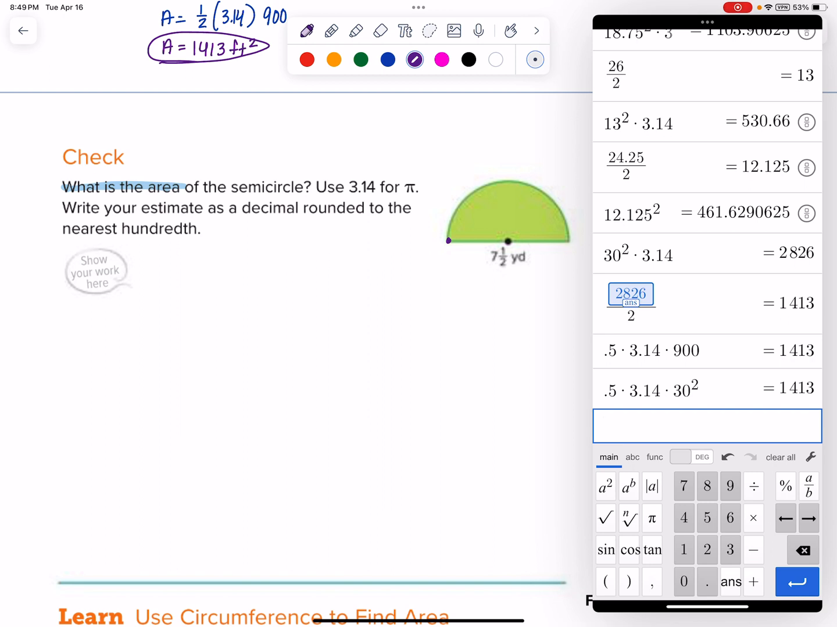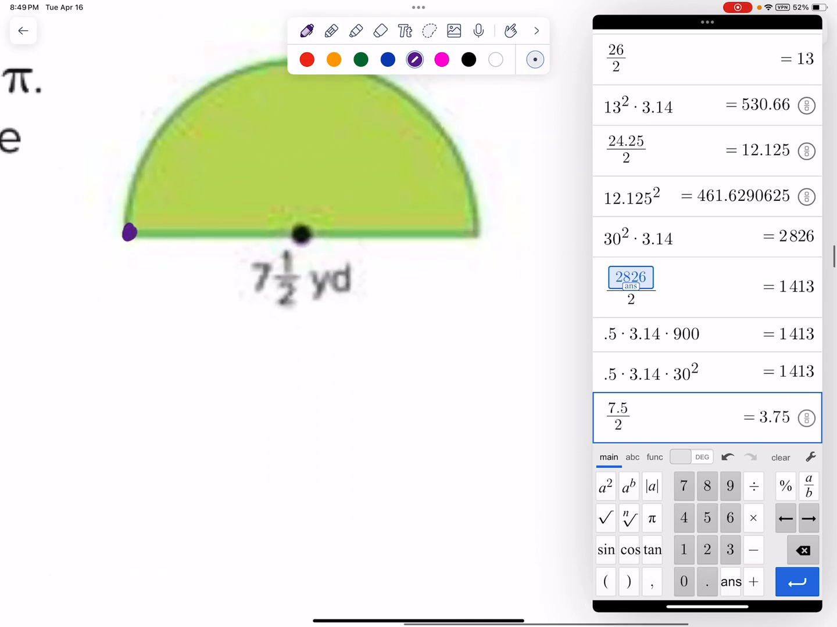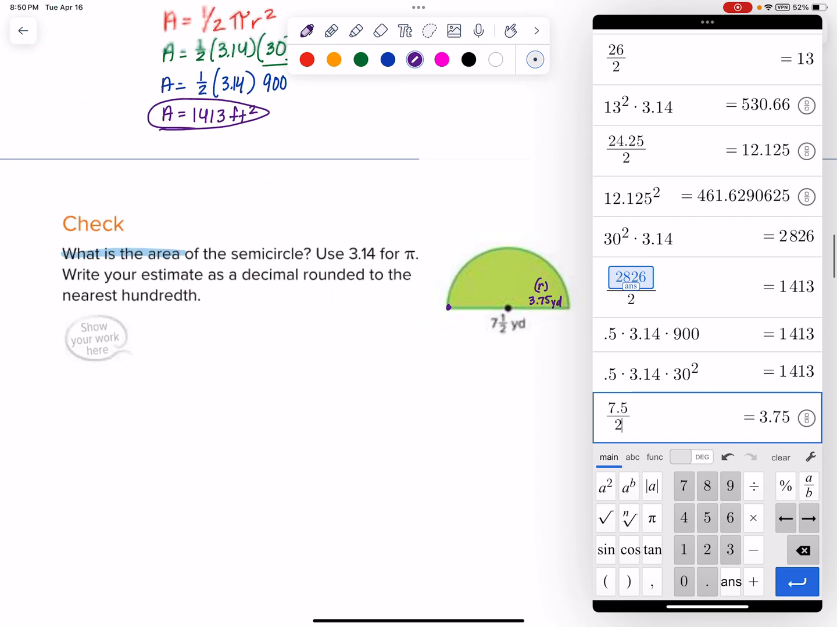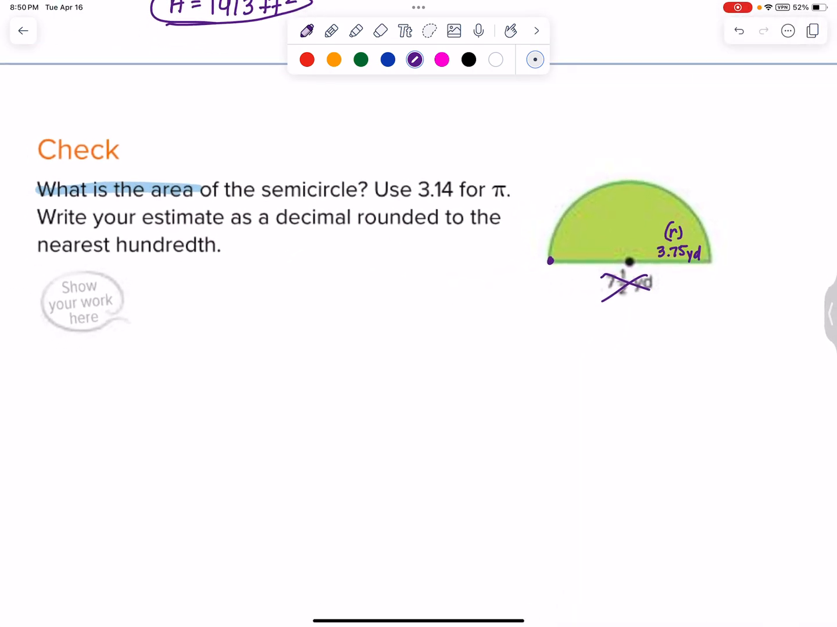So remember, my first tip to you is don't use the diameter, like instantly just change it. So 7.5 divided by 2 is 3.75. So right away, I'm gonna record my radius, okay, so that I don't even pay attention to 7.5 yards, okay? All right, so let's go ahead and set it up.